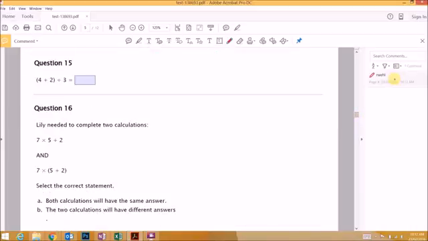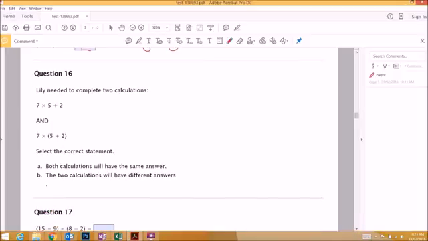Question 15, pretty simple one. It says 4 plus 2 in brackets divided by 3. So 4 plus 2 is 6, divided by 3 gives us 2 for that answer.